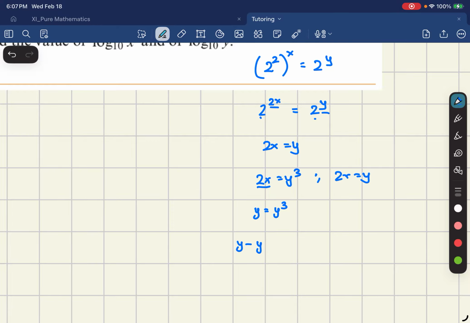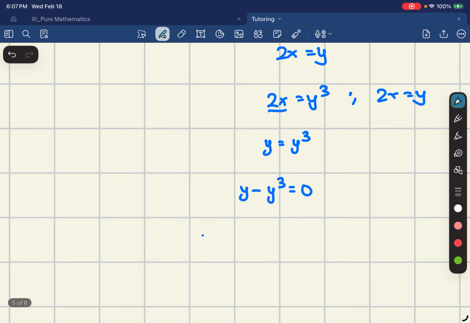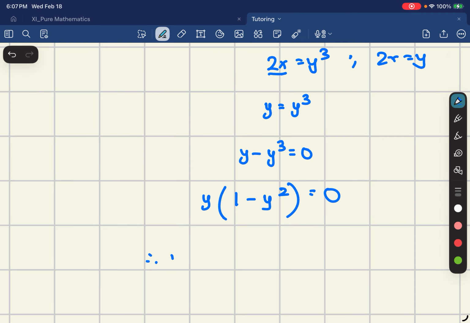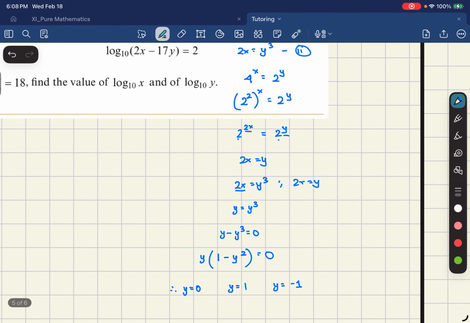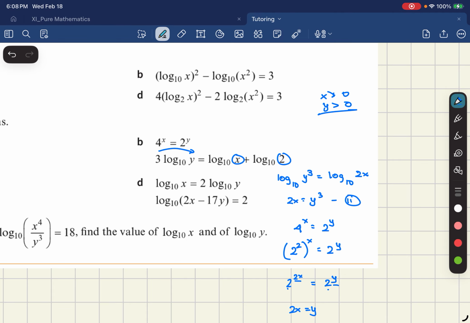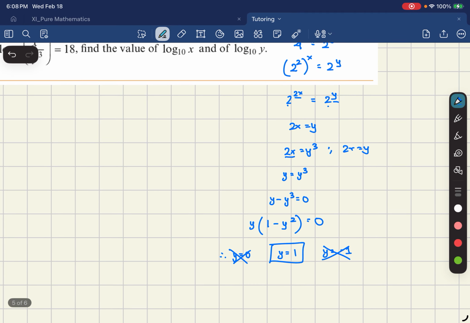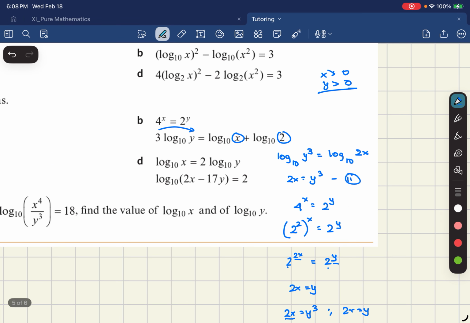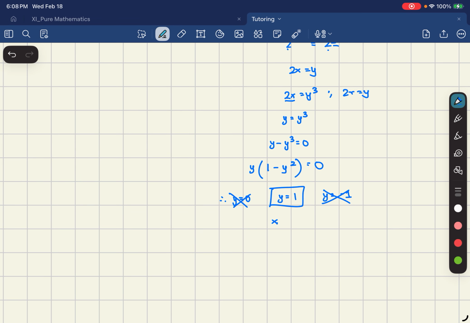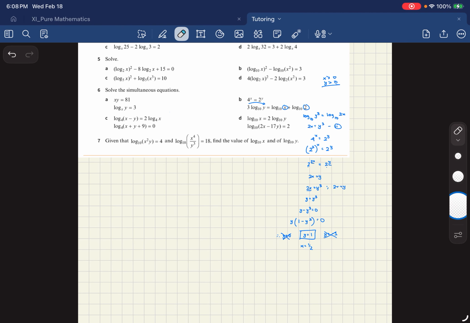And we know that y minus y cubed is going to be 0. So y times (1 minus y squared), if I factor out y, gives me 0. Therefore, y equal to 0 is a solution, y equal to 1 is a solution, y equal to negative 1 is a solution, right? However, we said that y has to be bigger than 0. So this is not a valid solution and this is not a valid solution. The only valid solution is y equal to 1. And if y is equal to 1, x is equal to 1 by 2. So we only have one solution for B.